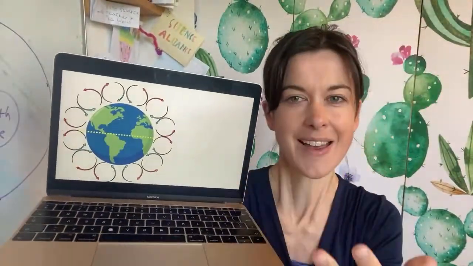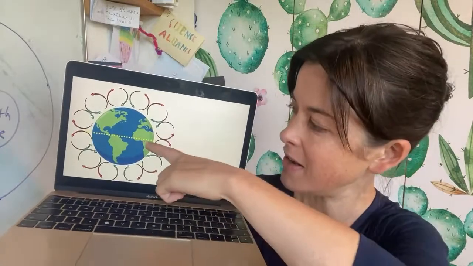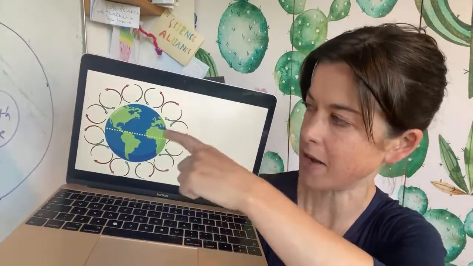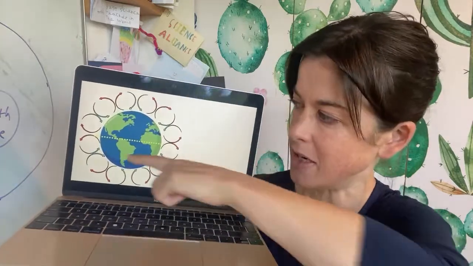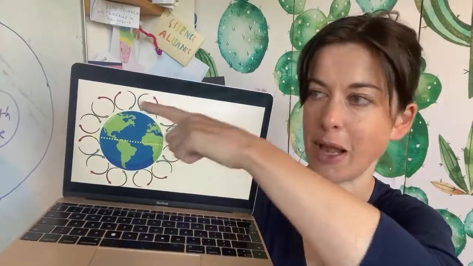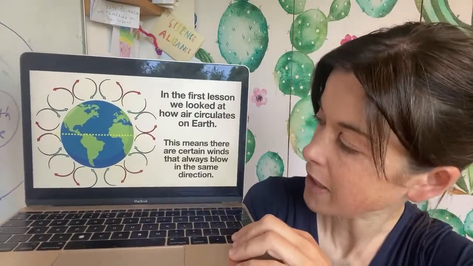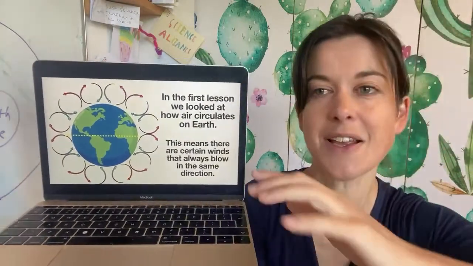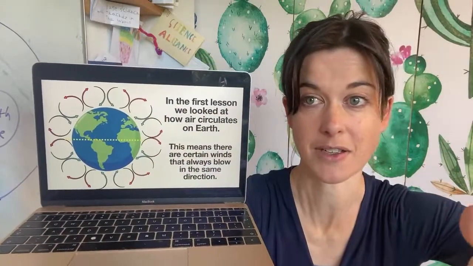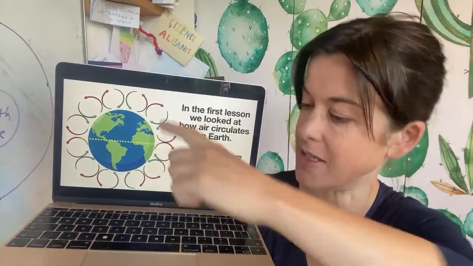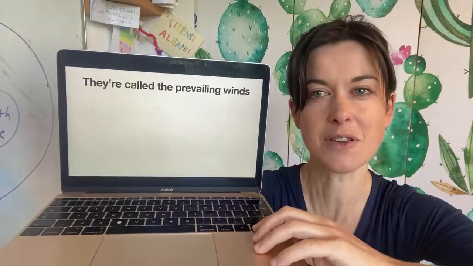So last week, or maybe the week before, we learned how the air circulates around Earth. Kind of looks like Earth has got beautiful curly hair, right? So these are called cells, and warm air goes up and then cold air comes down. And obviously you can't see it in this picture, but the air's going across the planet as well. So we learned, I've just written that down on the PowerPoint for you, there are certain winds that always blow in the same direction, right? If you live here, then you're always going to be experiencing wind that travels in that direction. And we learned that these are called the prevailing winds.